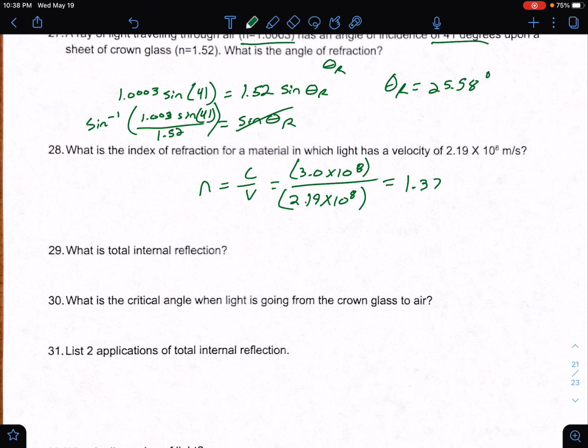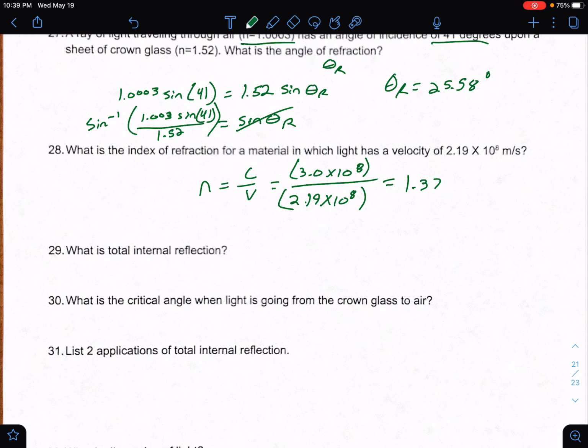29, what is total internal reflection? When light passes from a more dense to less dense medium at an angle greater than the critical angle, there is no refracted ray, only reflective. Basically, what that means is when you go from more dense to less dense at an angle greater than the critical angle, none of the light goes through. It is purely reflected.